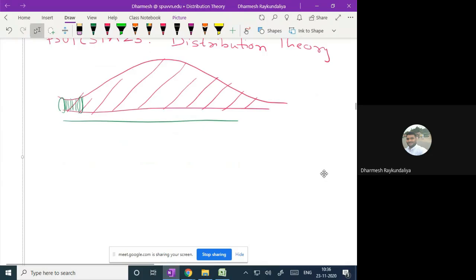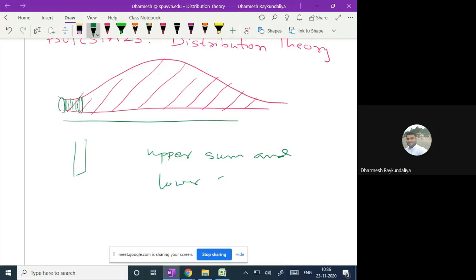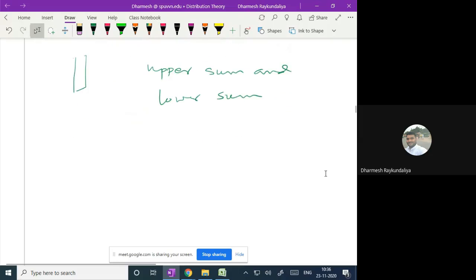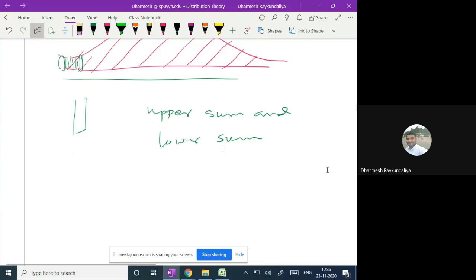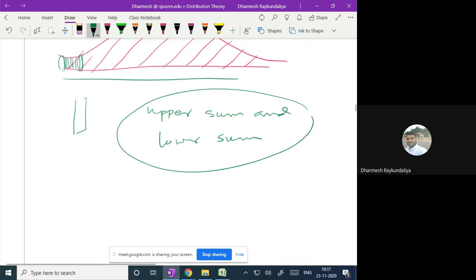Of course, when you are finding the area under the curve, you are not able to get exact information, because to find out the area of this particular strip, you will use the concept of upper sum and lower sum. By using this upper sum and lower sum, you will find out the area under the curve. In integration, the concept is known as the Riemann integration.